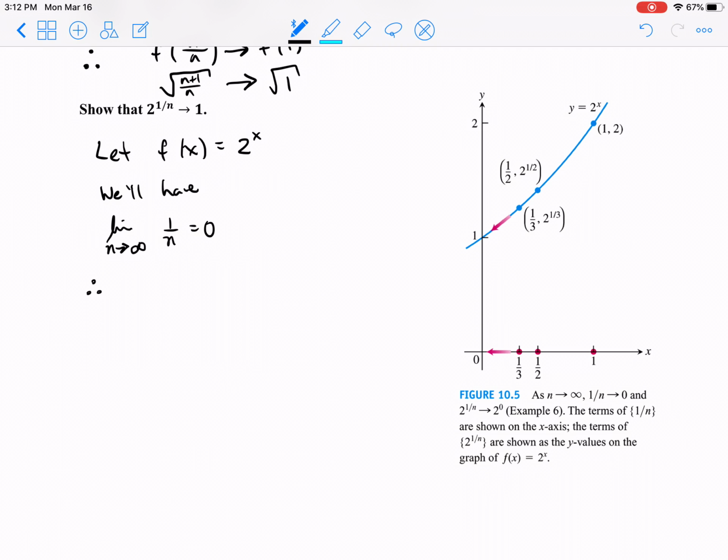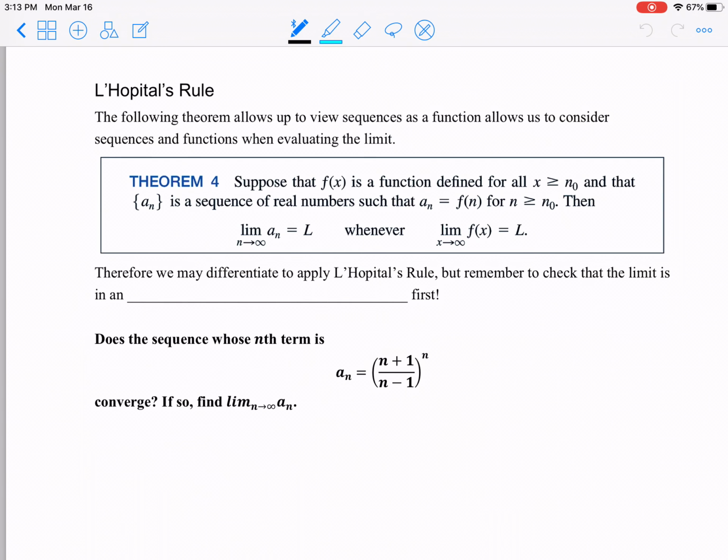Therefore, f of 1 over n will go to f of 0. And in that case, 2 to the 1 over n goes to 2 to the 0, which just means that we're going to 1. So 2 to the 1 over n goes to 1, which is what we were trying to show. All right. Next, we're going to move on doing some more with this same basic idea.